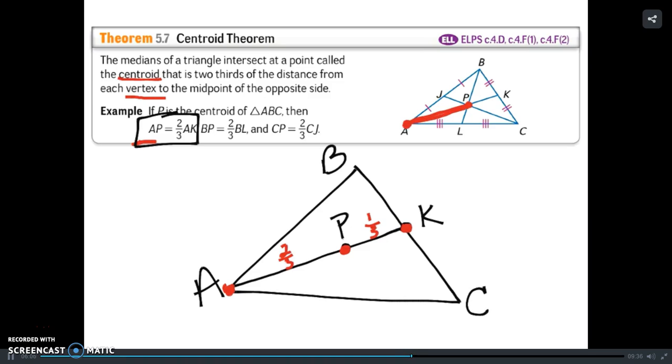Okay, and we'll look at some examples of how you can use that to solve things tomorrow, but it's going to be really helpful for you to have that labeled in your notes.